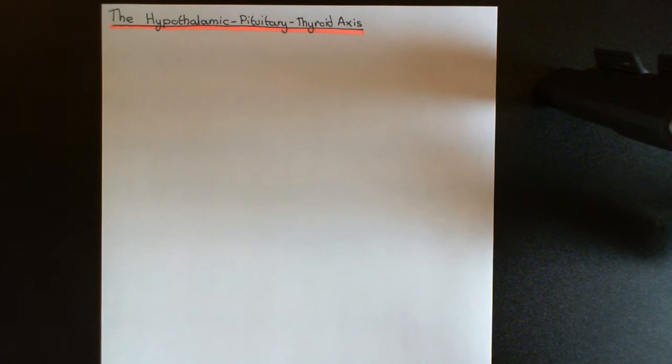Welcome back to this next video in which we are discussing the thyroid gland. So we've now discussed the synthesis and secretion of thyroid hormones. We've also discussed the effects of the thyroid hormones on the peripheral tissues of the body. What I want to do in this next video is discuss the control of the release of thyroid hormones, which is the topic of the hypothalamic-pituitary-thyroid axis.